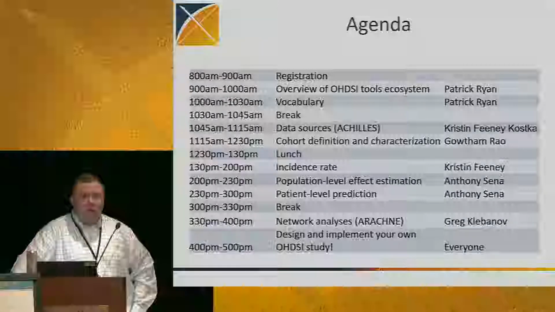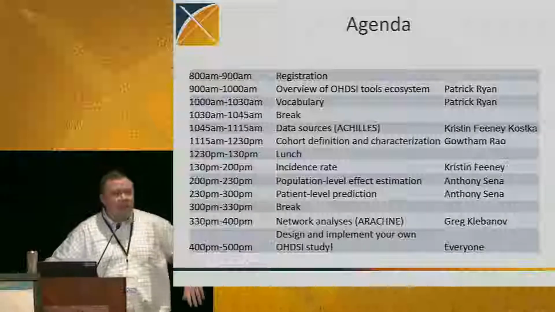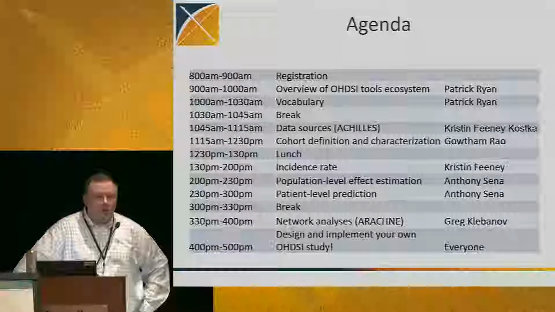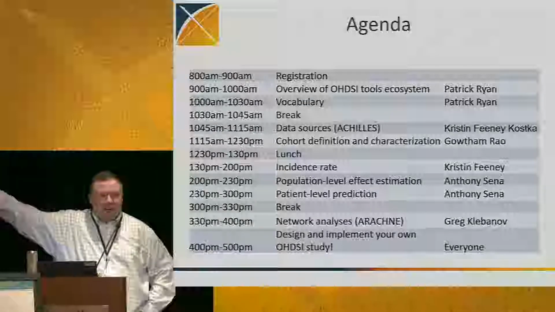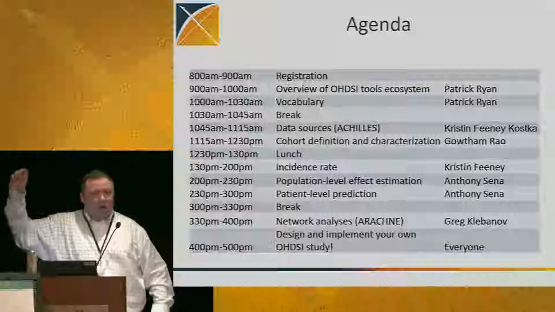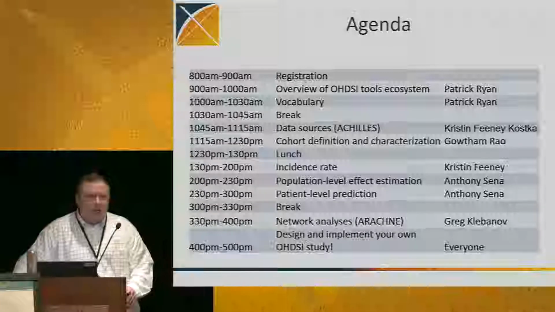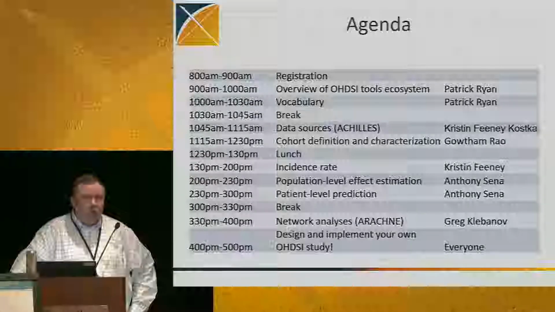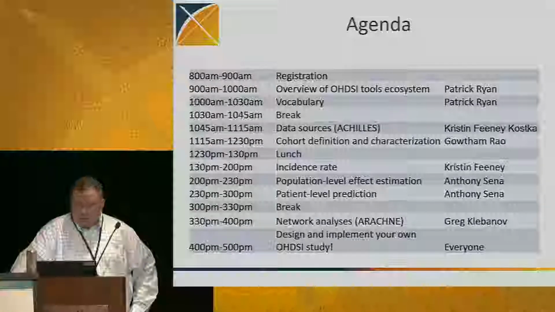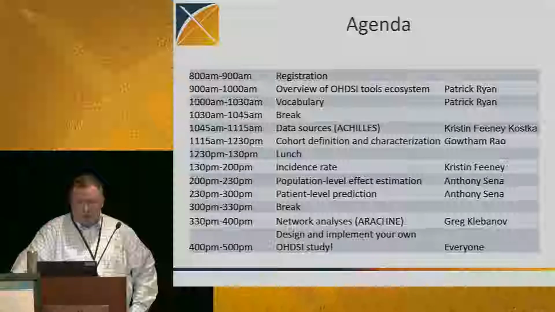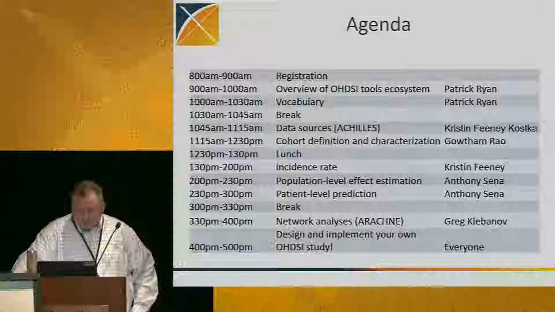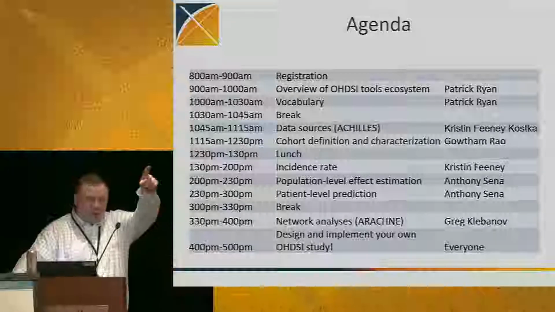So I'll give a brief overview of the vocabulary. Again, just to level set and disappoint you all up front, I'm giving you a 30-minute presentation of a vocabulary tutorial, which is being offered next door for 8 straight hours. So you're not going to get everything, but hopefully you'll get the gist. We'll take a quick break, and then Kristen's going to walk you through how we can think about large-scale data characterization of databases, and we'll specifically highlight the Achilles tool in the data sources capability within Atlas. After that, Gautham's going to walk through cohort definitions and cohort characterization as a core capability within the framework. We'll take a break for lunch, which will be out in the foyer.